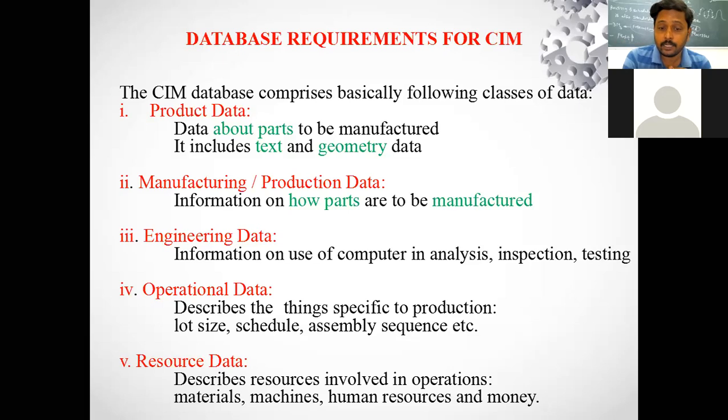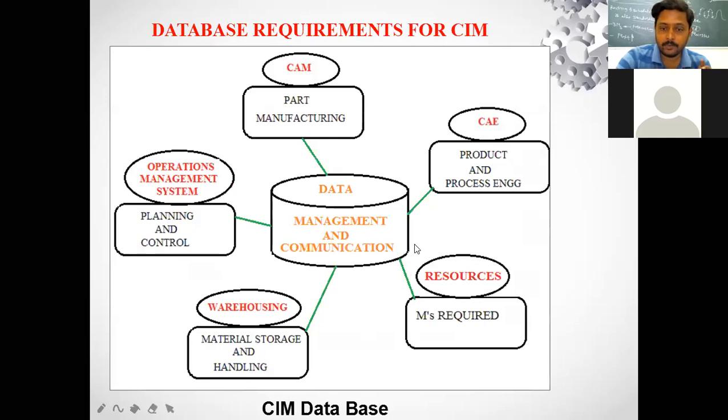And then there will be resource data. This describes resources involved in operations. Four M's, if you remember from your previous classes: man, machine, material, and money. These are the four main constituents of a company or industry. So materials, machine, human resource, that is man, and money. These four M's will be the resources, and the data according to that will be saved in the resource data. I hope you are getting the different types of data.